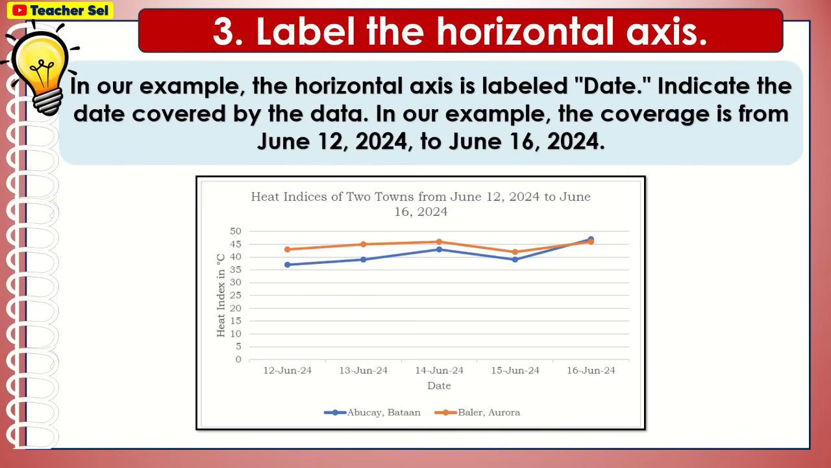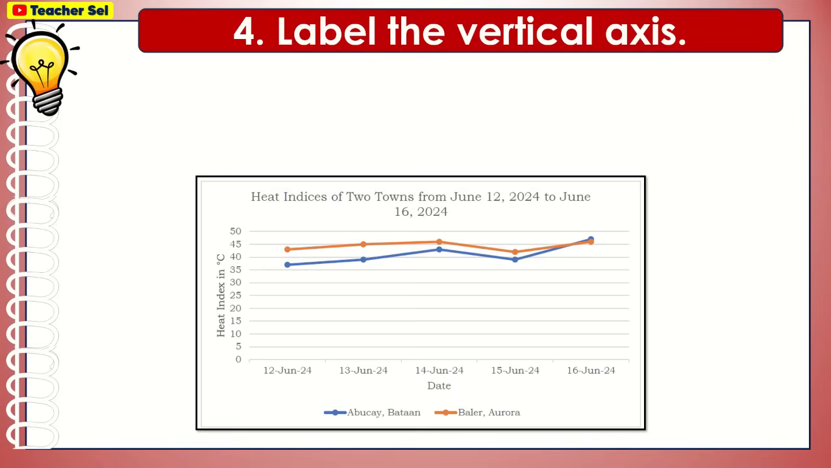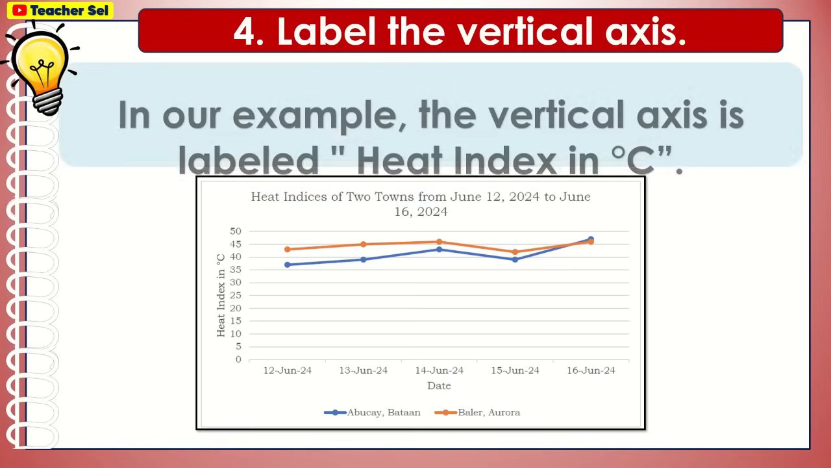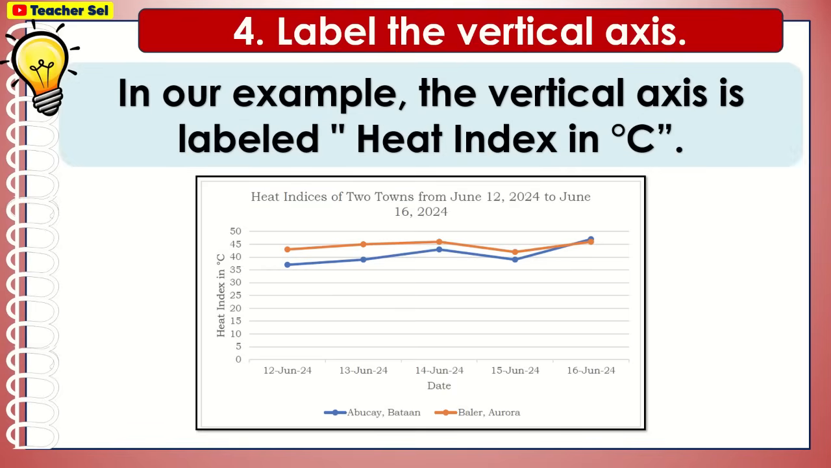In our example, the horizontal axis is labeled date. Indicate the data covered by the data. In our example, the coverage is from June 12, 2024 to June 16, 2024. Label the vertical axis. In our example, the vertical axis is labeled heat index in degrees Celsius.